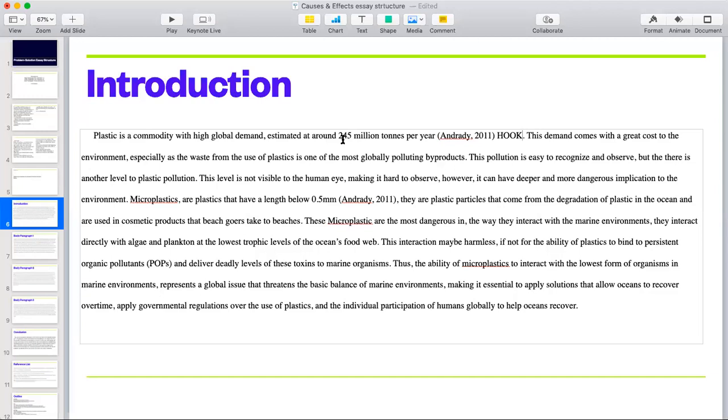So whatever you decide to do, the job of your sentence should grab the reader's attention, and it should be general and not specific. Okay? Then we have this: demand comes with a great cost to the environment, especially as the waste from the use of plastic is one of the most globally polluting byproducts.